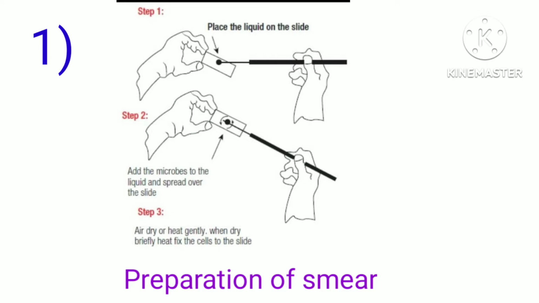Now let us look into the procedure. The first step is preparation of smear. For the preparation of smear, place a drop of distilled water on the slide. Now add the microbes to the liquid and spread it over the slide. Now air dry or heat gently. When dry, briefly heat fix the cells to the slide.